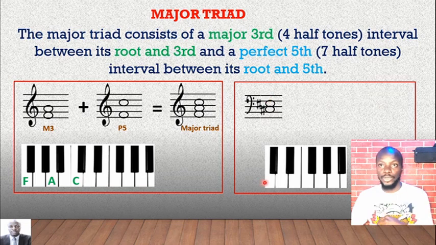Now let's go to our keyboard to see if this is right. So from C sharp to E sharp, are they 4 semitones or are they 4 half tones? Let's check. 1, 2, 3, 4. That's 4 semitones, and that's right. And that's why it's a major third.